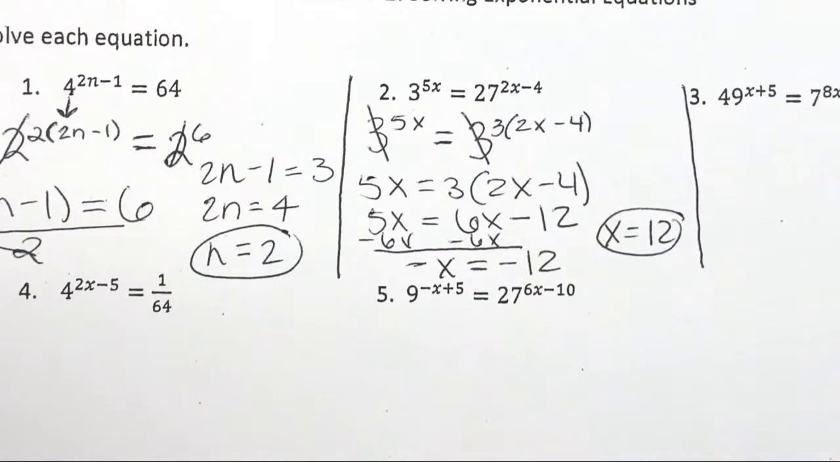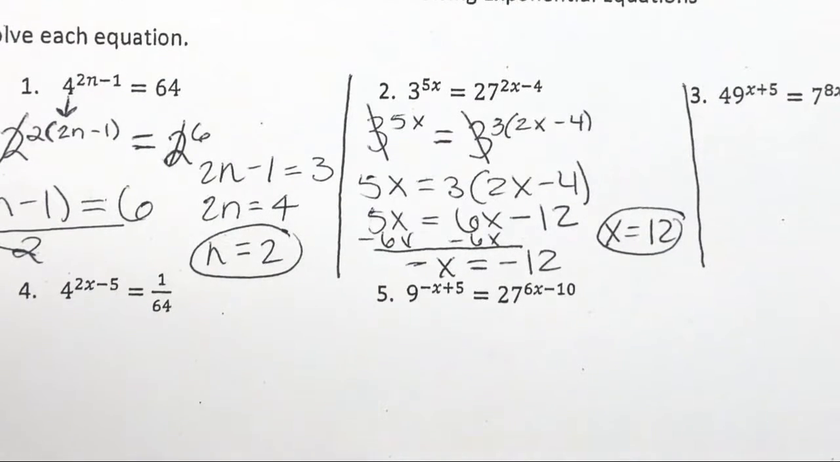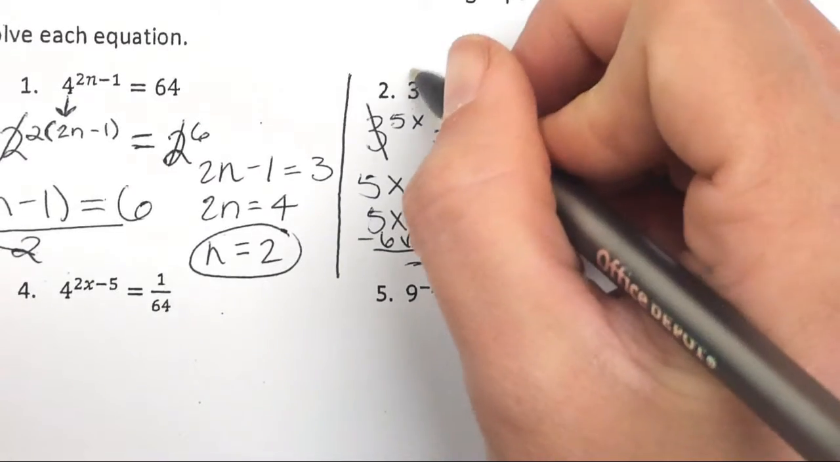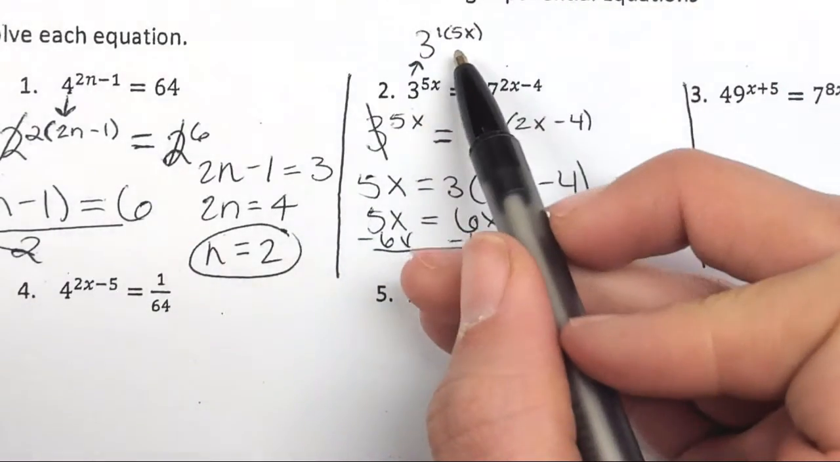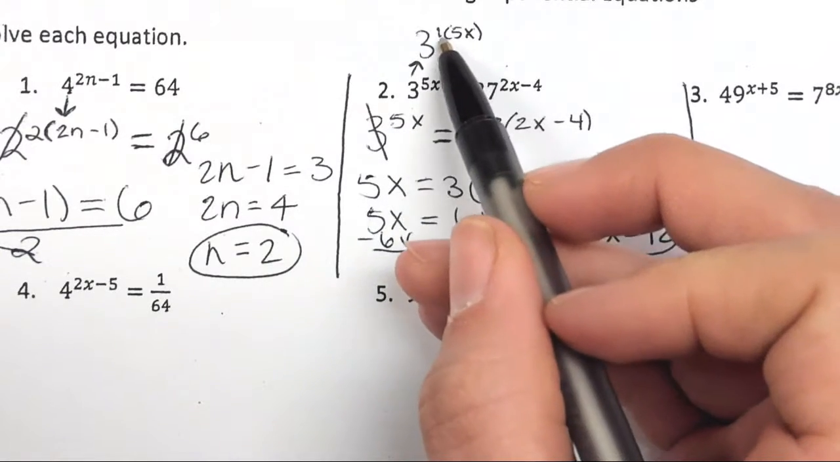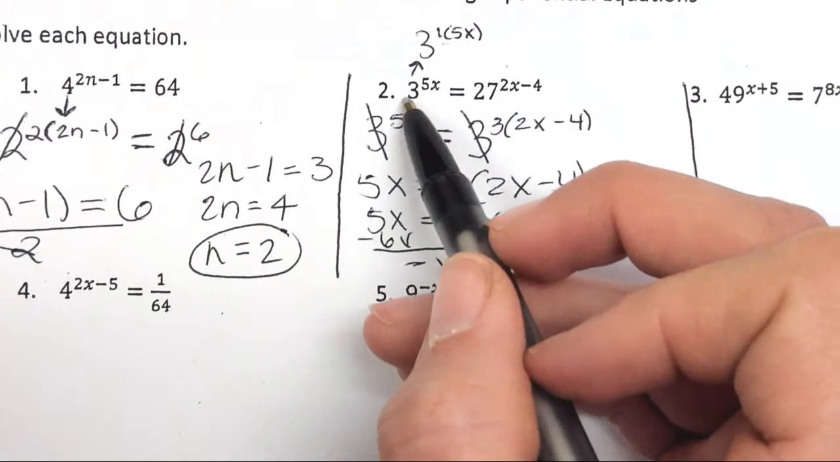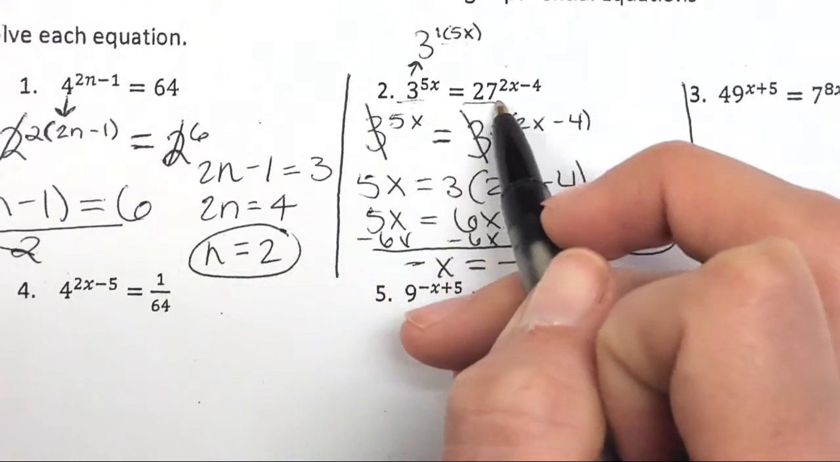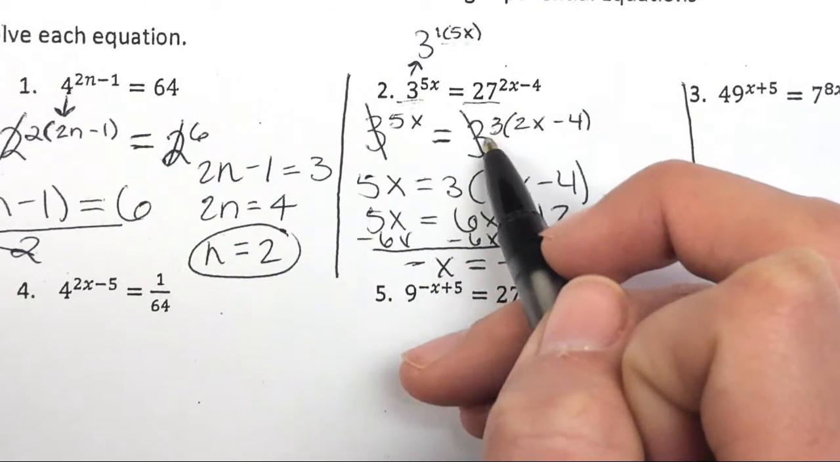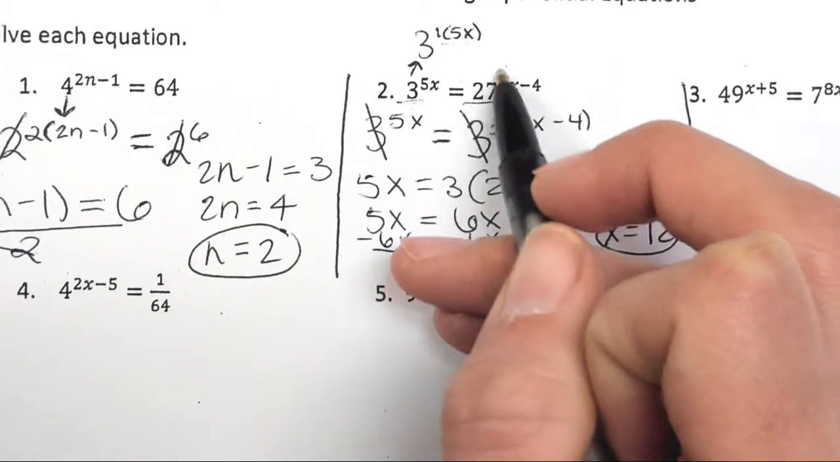Yes? If you're trying to get them to have the same base, how come you brought down 5x instead of 3? Because this is 3 to the first power, so I could rewrite this as 3 to the first power times 5x, but that's the same as what? Just 5x, right? This already has a base of 3, so we don't have to change the exponent. This one doesn't, so we have to change this exponent of 3, so 3 cubed can give us 27.